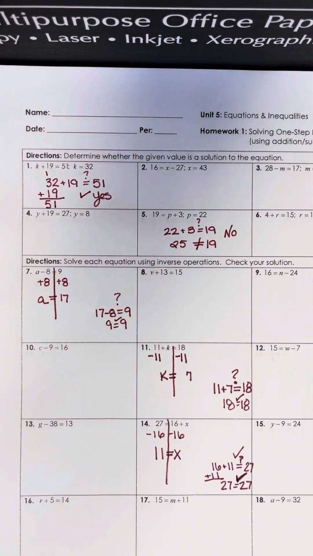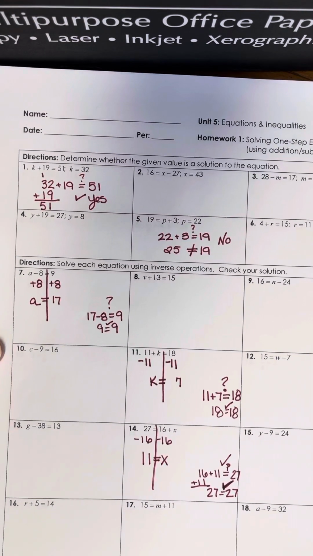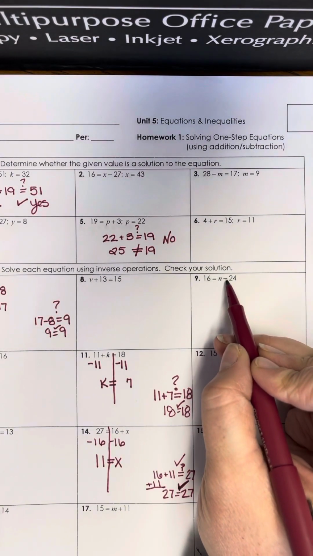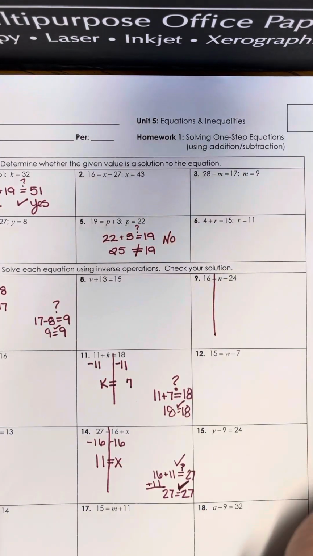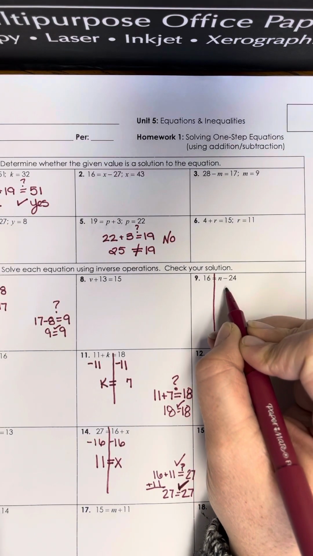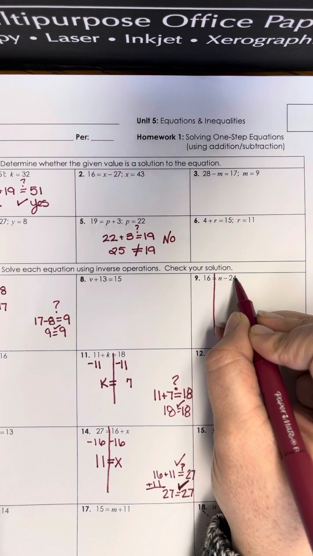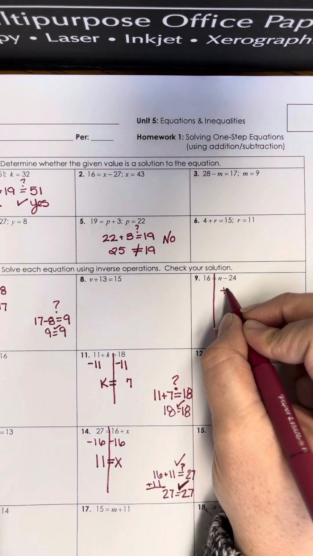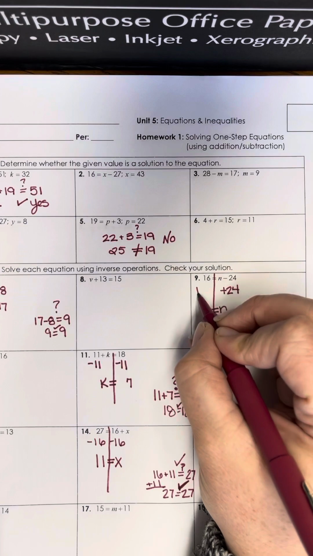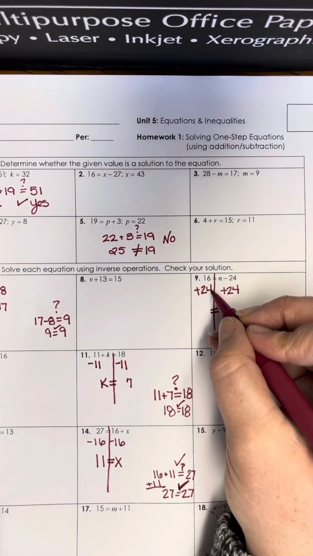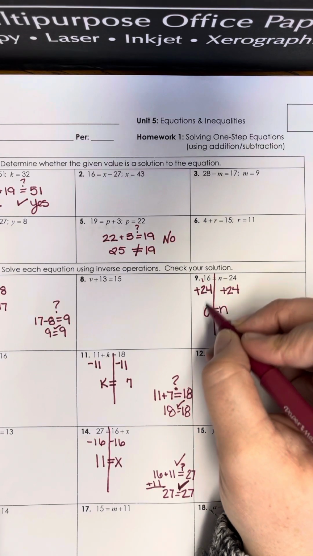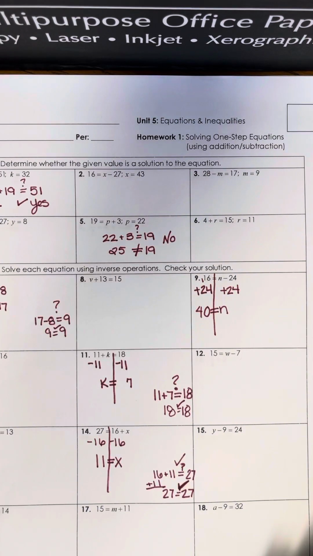All right, let's do one more. Let's do number 9. Jump back to number 9. So number 9 says 16 is equal to n minus 24. We draw our balance line. So what's happening to our variable? They are subtracting 24. So to undo that, to isolate our variable, we're going to do the opposite of subtract 24. We're going to add 24. That isolates n. And then we come over here and add 24. 6 plus 4 is 10, so I put down my 0, I carry my 1. 1 plus 1 is 2, plus 2 is 4. So n is equal to 40.